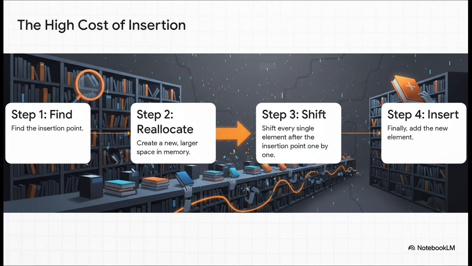You can't just magically create empty space on that shelf. The computer has to find a whole new, bigger spot in its memory. And then, this is the killer part, it has to painstakingly pick up every single book that comes after your new spot and move them, one by one, over to the new shelf just to make room. Imagine doing that with 1 million items. This shifting is a performance nightmare.